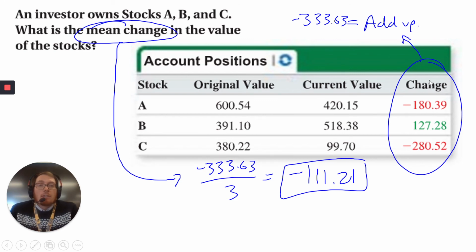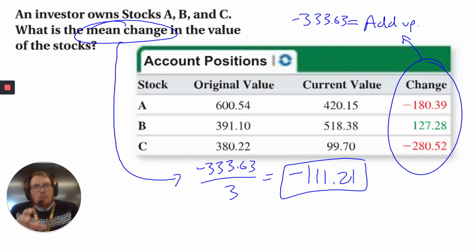So when you're looking for the amount of change, the first thing you should do is add up those 3 numbers. What I would probably do is add the 2 negatives first and then subtract from the positive. You should get negative 333.63, so negative $333.63.